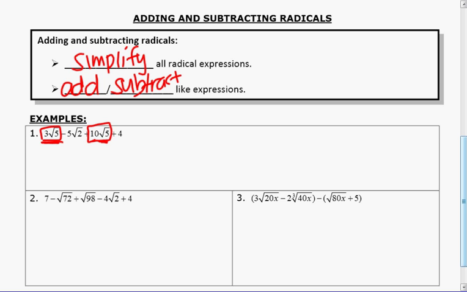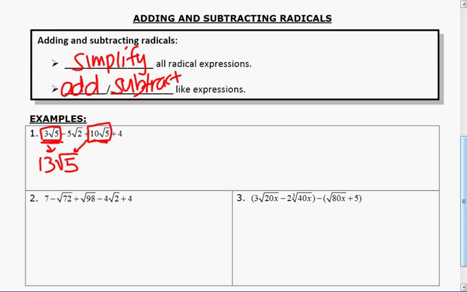So if I have 3 square roots of 5, so let's just say I have three square roots of 5 just hanging out, and then I have 10 more, then in total, I have 13 square roots of 5. Okay, so those two combine to get 13. The 3 plus the 10 gives me 13.